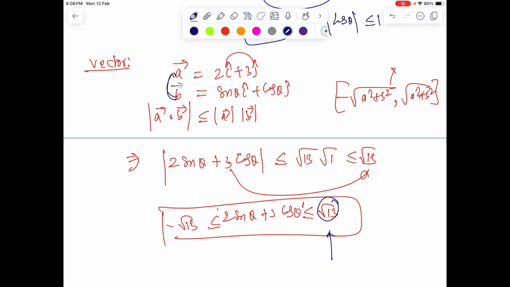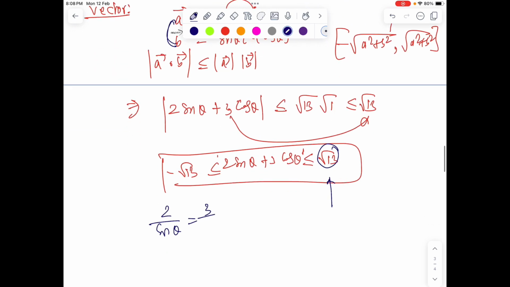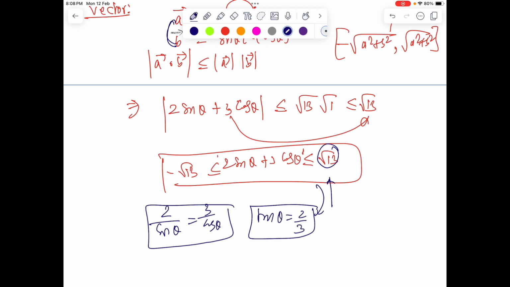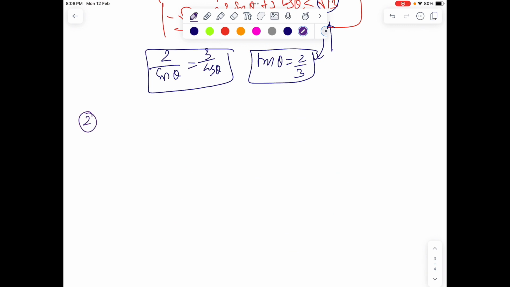Now the beauty is at what point equality will come. So I have already discussed, equality will come when a and b are parallel. It means the ratio of coefficients will be the same. Hence 2 sin theta will be 3 cos theta. So for equality, tan theta should be 2 by 3.